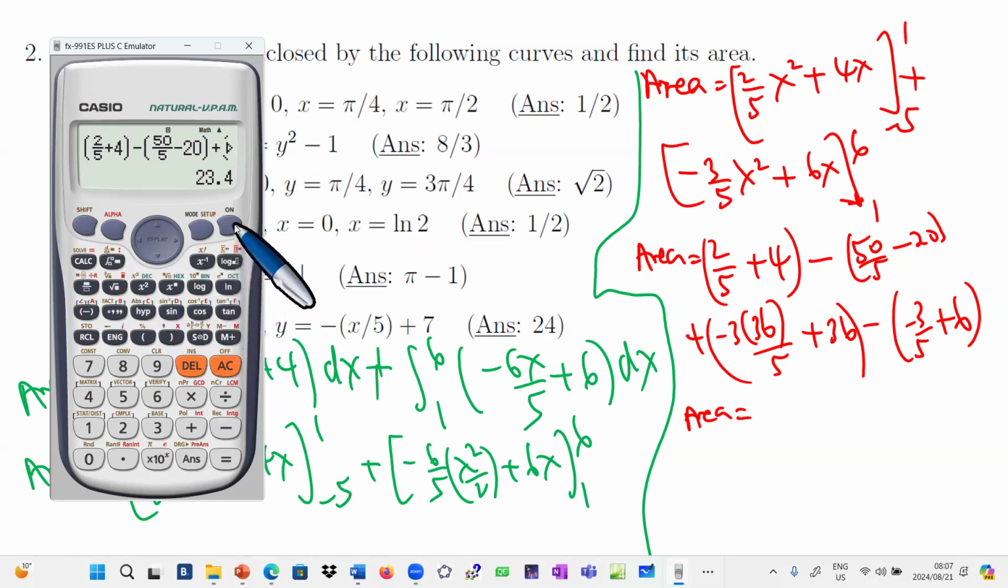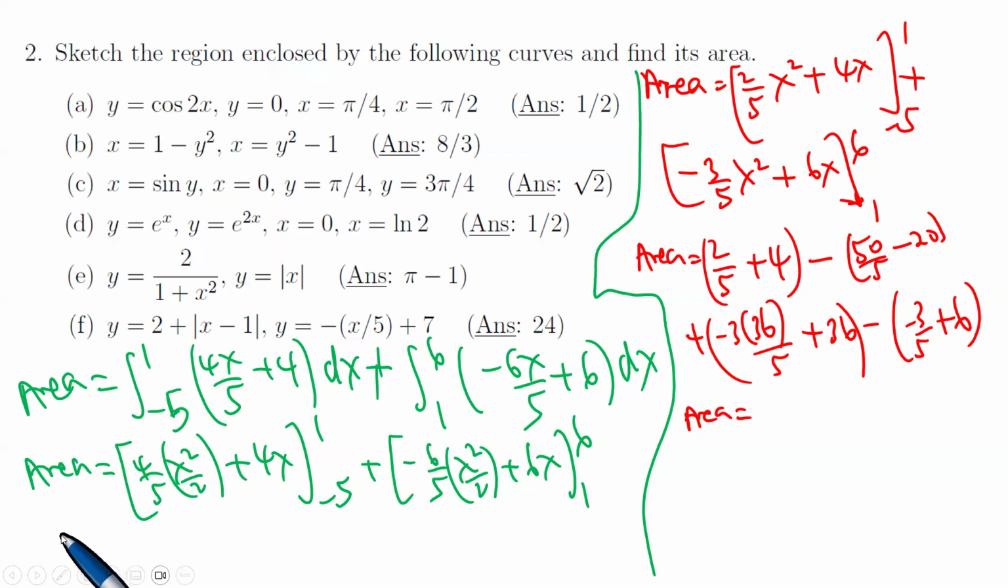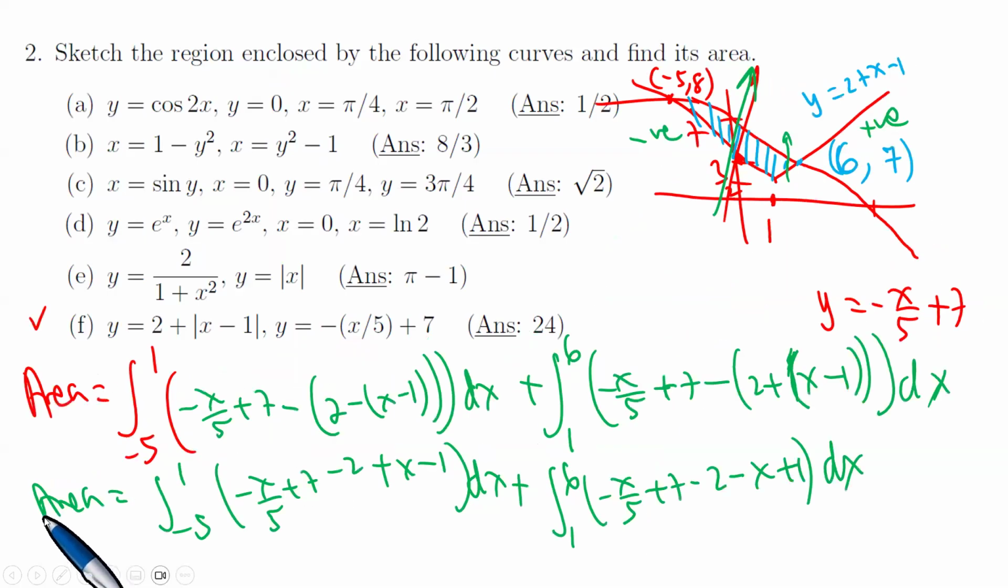You see, the answer is 23.4, which is close to 24. So there might be a number that we need to check, or a sign. Okay, let's just check again. Let us check again. I'm just going through the things. I'm trying to see if there's a number that is amiss.